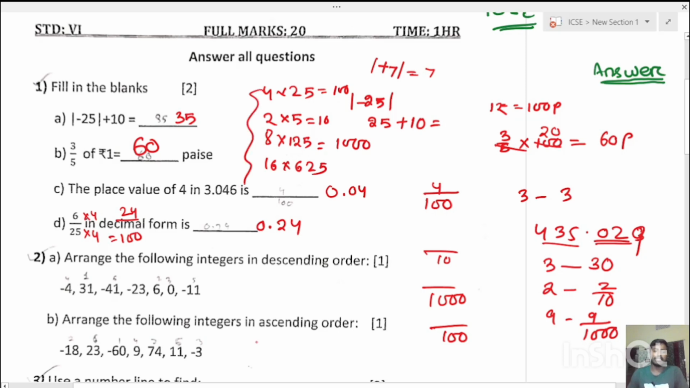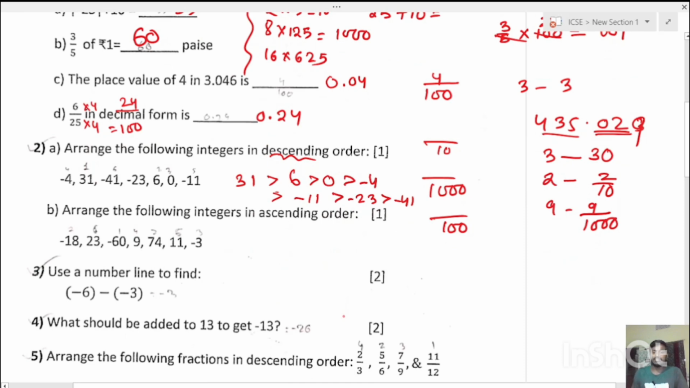Okay, now next question number 2. Arrange the following integers in descending order. Descending means bigger to smaller. First we write the positive numbers, the biggest positive number, that is 31. Next 6, next 0, then the negative, smallest negative number, that is minus 4, then minus 11, minus 23, then minus 41.